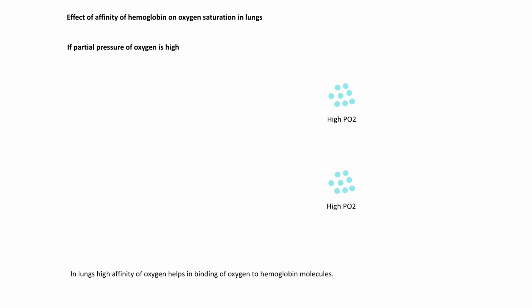On the other hand, if partial pressure of oxygen is initially high and oxygen saturation of hemoglobin is low, then if affinity of hemoglobin for oxygen is low, oxygen will not readily bind to hemoglobin and oxygen saturation of hemoglobin will remain low despite high partial pressure of oxygen.